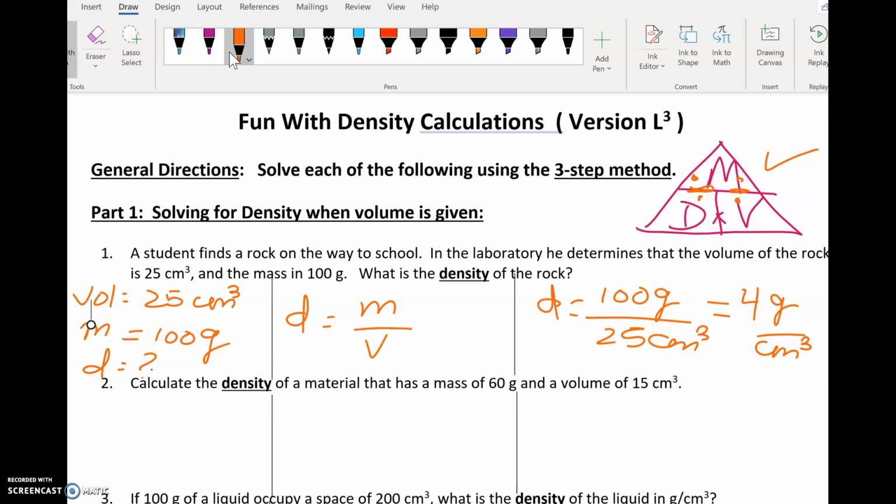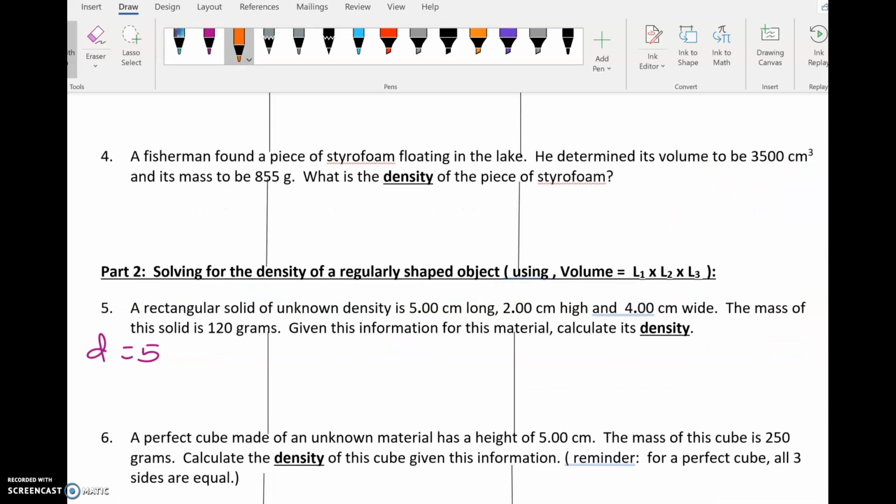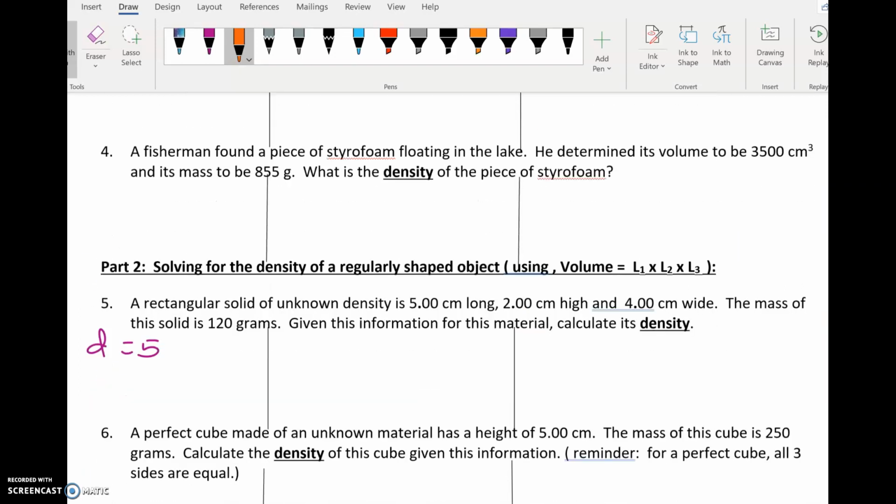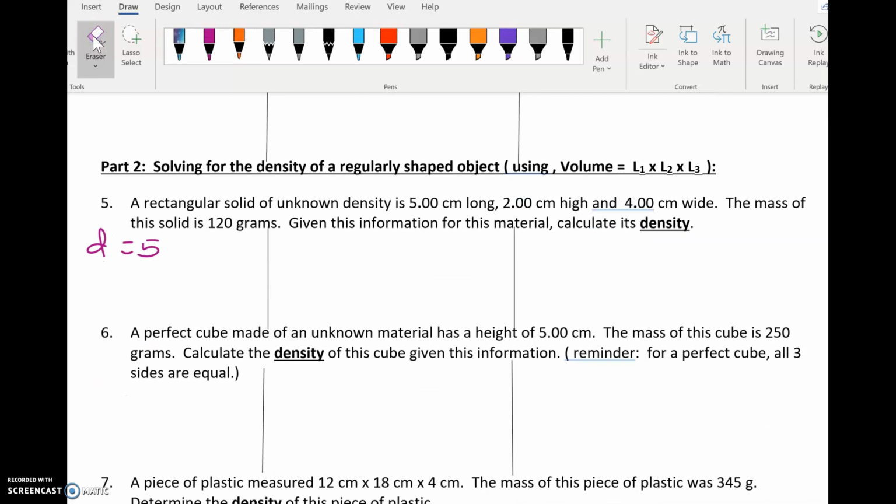Okay, the next problem, number 2, is asking you to calculate for density as well, and that's going to be the same way. So I'm gonna scroll down right here, okay, and let's do this. Number 5, that is talking about a rectangular solid. Now you have to calculate. Notice part 2, it says solve for density of a regularly shaped object using volume. So you have to first calculate the volume, okay? So it's length times width times height.